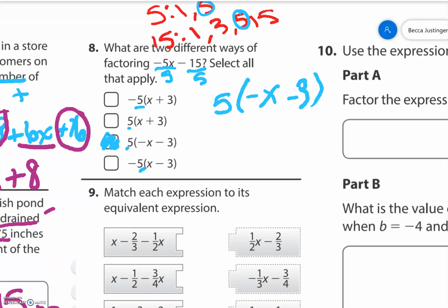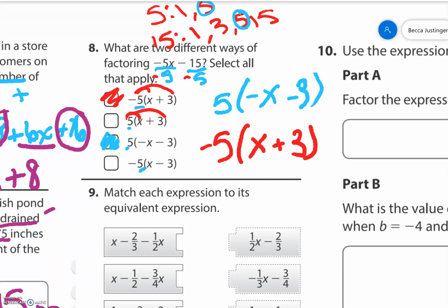But I can also divide out a negative 5. If I divide out a negative 5, that's going to give me positive x plus 3. So that is the second one. You can also play the multiple choice game and just try them all. Distribute in and see which ones work and which ones don't. I know this one doesn't work because positive 5 times positive x does not give me negative 5x. It gives me positive 5x. The next one, negative 5 times x does give me negative 5x, but negative 5 times negative 3 gives me positive 15, and I want negative 15.